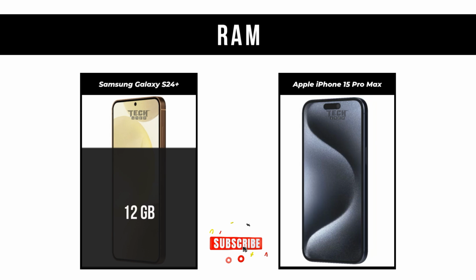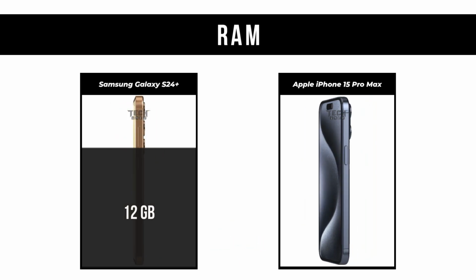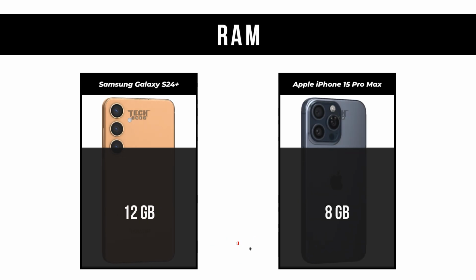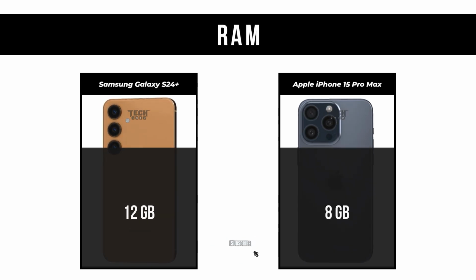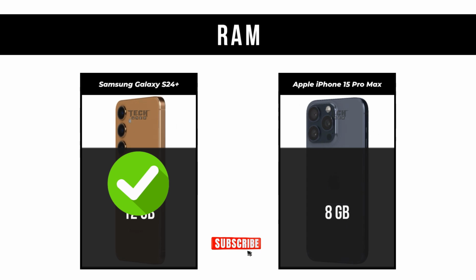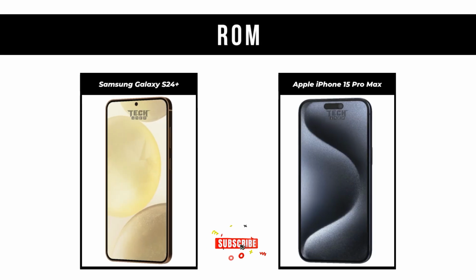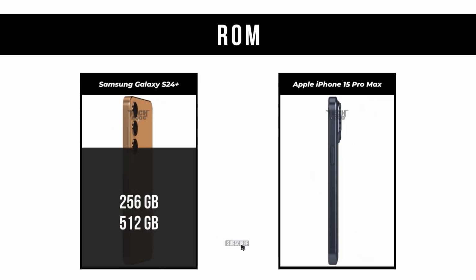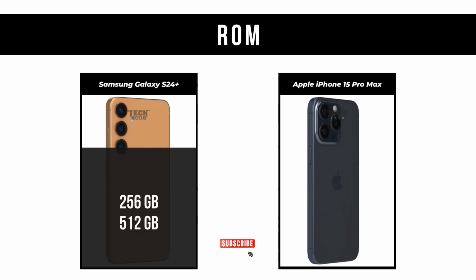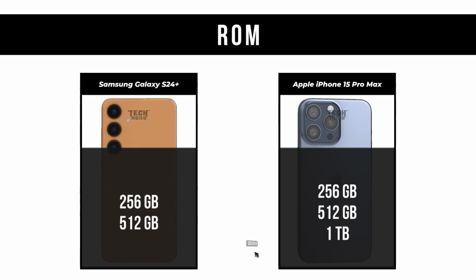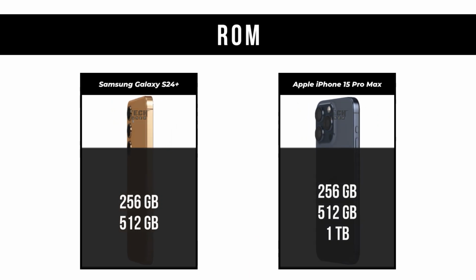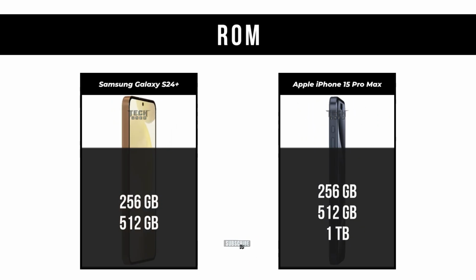RAM. Samsung Galaxy S24 Plus is 12 GB. Apple iPhone 15 Pro Max is 8 GB. ROM. Samsung Galaxy S24 Plus is 256 GB and 512 GB. Apple iPhone 15 Pro Max is 256 GB, 512 GB and 1 TB.